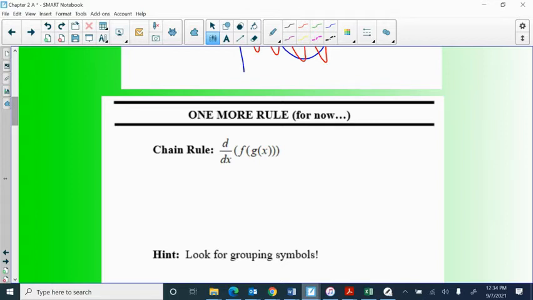Okay, so the chain rule allows you to take the derivative of something that's grouped within another function. And so the derivative of f of g of x, and I'm going to rewrite this because I want to give some magnitude to my parentheses just to show which function is embedded. So it's f of g of x. It's not multiplication. It's not f of x times g of x. It's f of g of x.